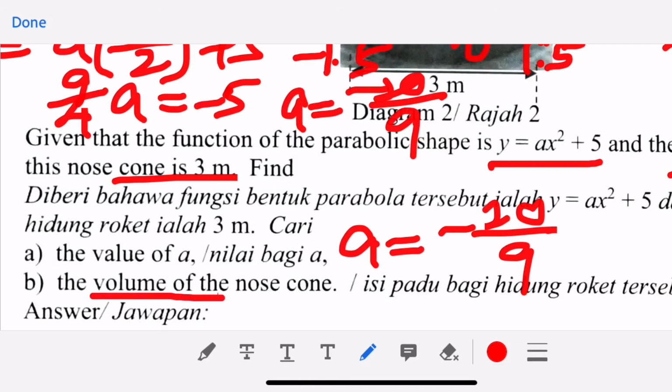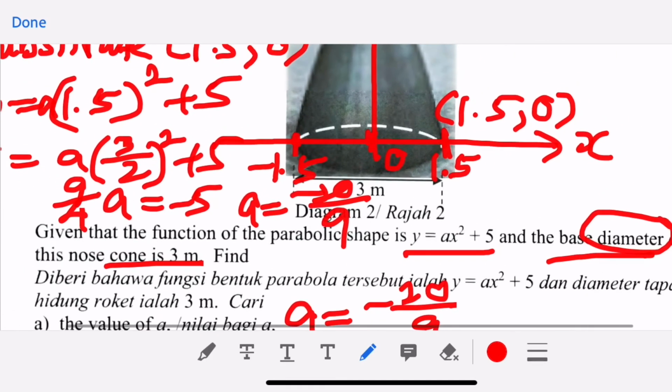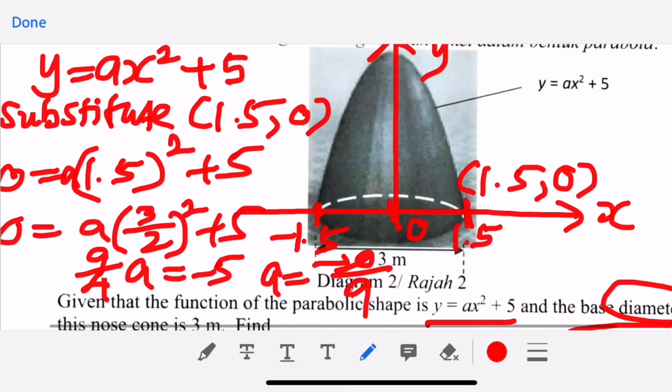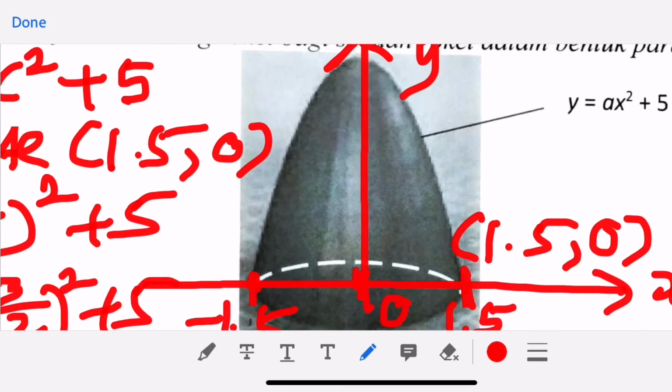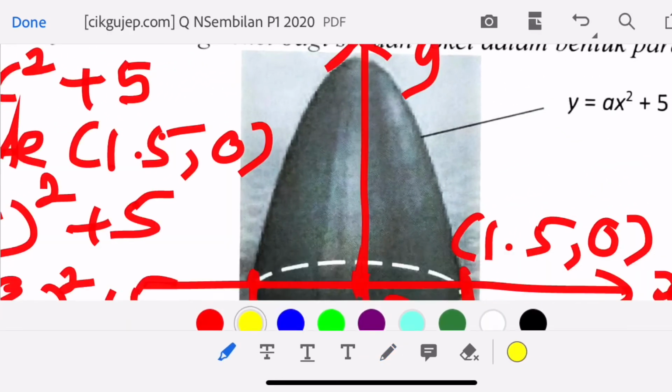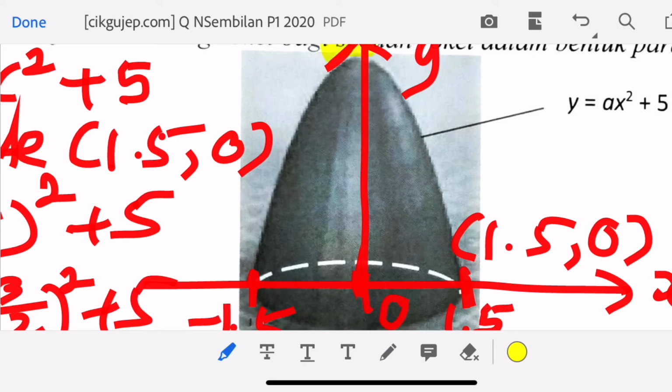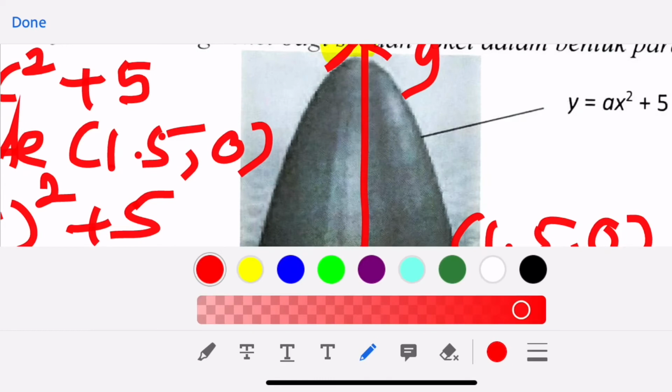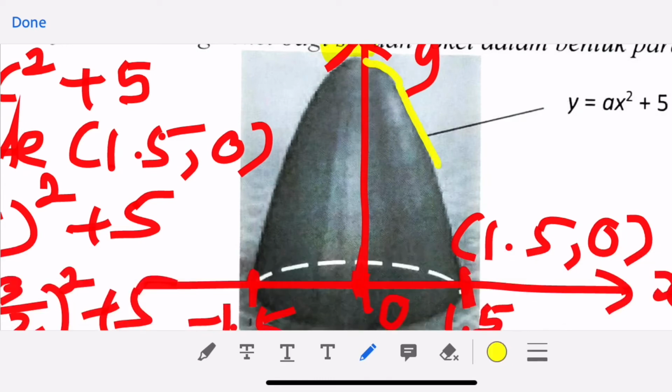Alright, so the coefficient of the x squared is negative. That's why you are having the n shape. So isn't it easy, not difficult for a hot question? Right, not so difficult. As you see, you just apply back the concept that you learned in quadratic function.